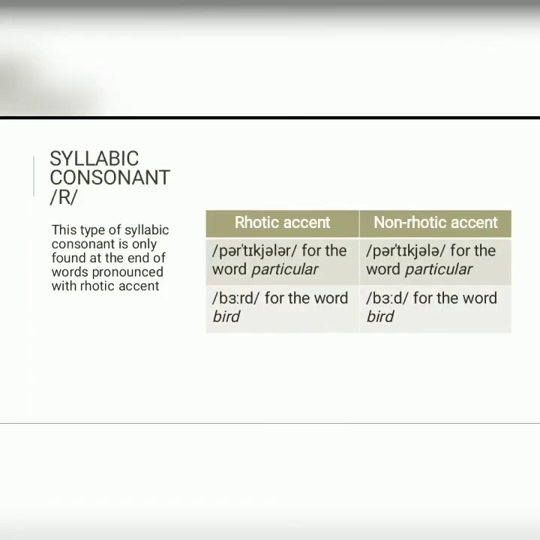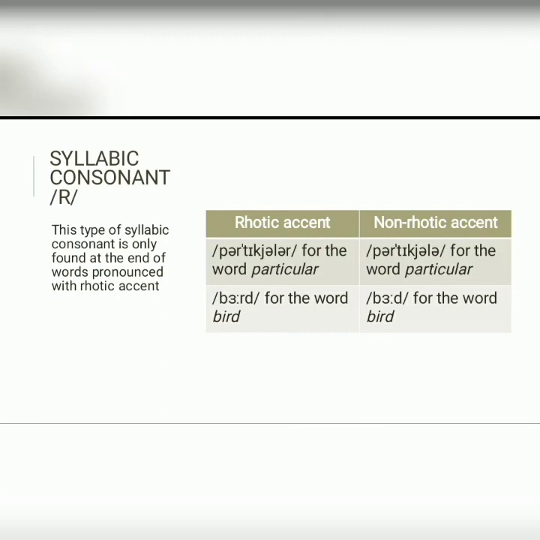And the last is the syllabic consonant R. This type of syllabic consonant is only found at the end of words pronounced with a rhotic accent. Rhotic accent is an accent in which the speaker pronounces the letter R after a vowel. Meanwhile, non-rhotic accent is an accent in which the speaker does not pronounce the letter R after a vowel.